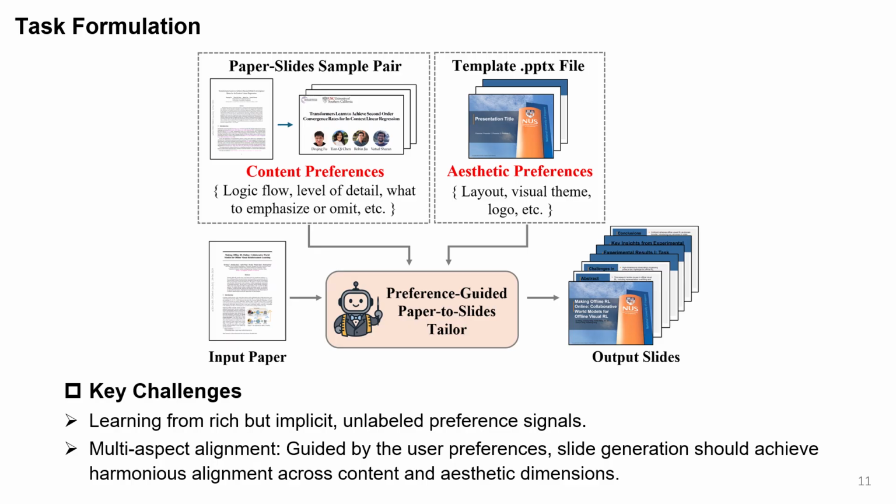The first is learning from rich but implicit, unlabeled preference signals. Specifically, although the user-provided paper slide sample pair and template file provide rich preference signals, they are implicit and entangled without structured labels. Thus, the system must distill diverse content and aesthetic preferences without fine-grained supervision, making preference extraction inherently ambiguous and under constraint. The second challenge is multi-aspect alignment, which means that the model is expected to exhibit adaptive capability to achieve preference harmony across different preference sources during slide generation.